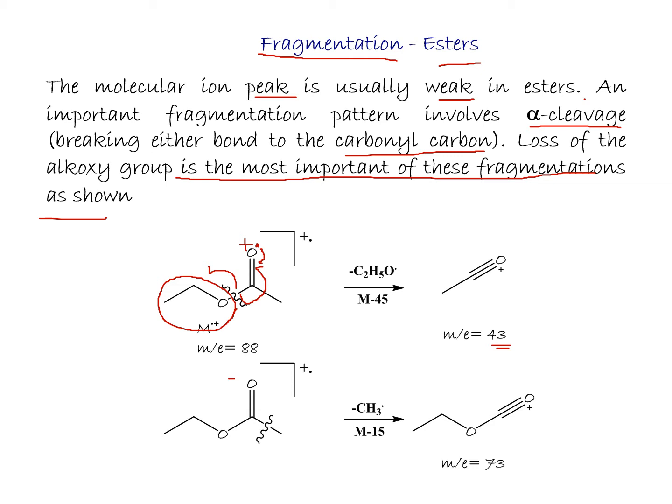If we cleave this bond from that side, then again there is a radical, which forms a triple bond with oxygen as O plus, and this will lead to an ion at 73 m/e.